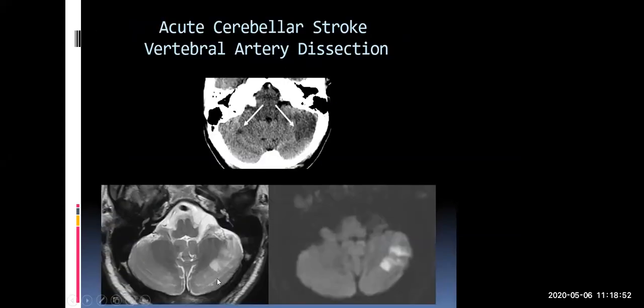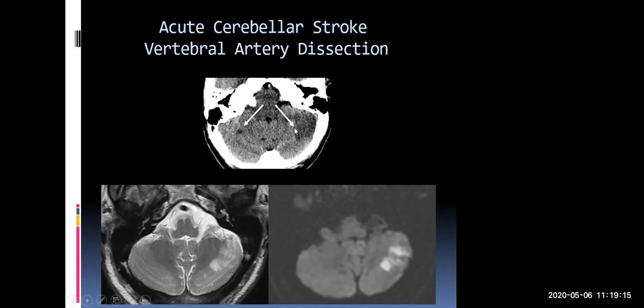This is how a stroke would look. You're looking at just edema in regions of the cerebellum. There's no enhancing lesion. This is on a head CT. This is on a T2 MRI, I'm sorry. And you can see on a diffusion weighted image, which is the best image for acute cerebrovascular accident, what the brain looks like after.